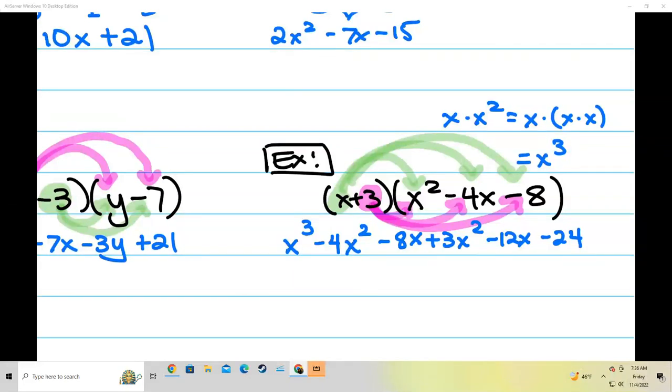Now that I have that done, now I get to go ahead and combine like terms. Just like before, the exponents need to be the same in order for you to combine like terms. So for example, I see that this is an x cubed, or x to the 3rd power. I don't see any other x to the 3rd powers here. And so that x cubed is by itself.